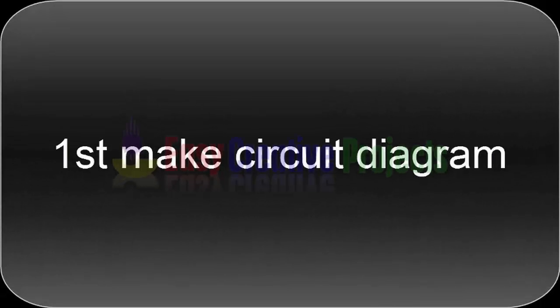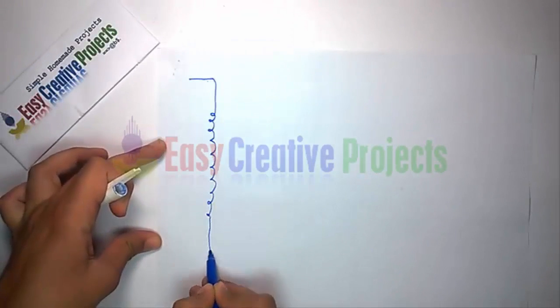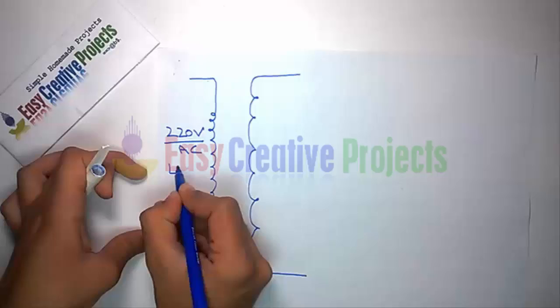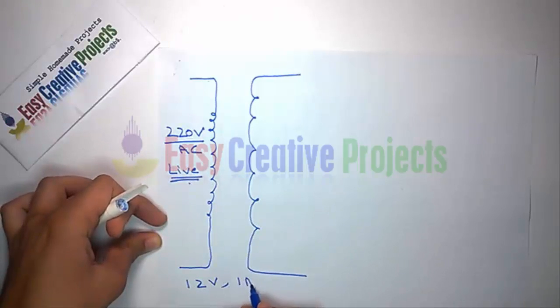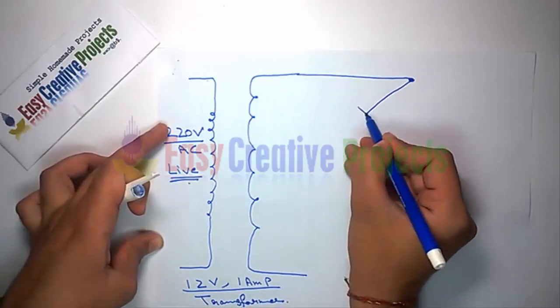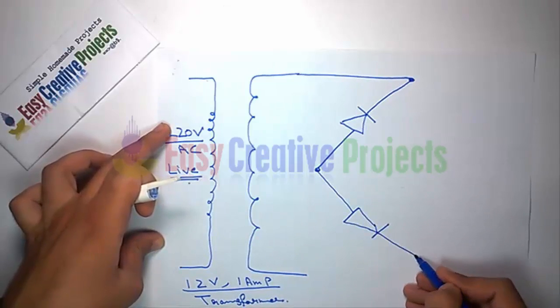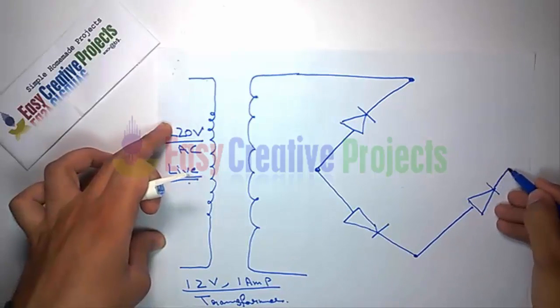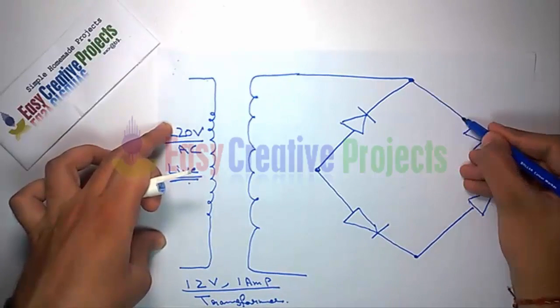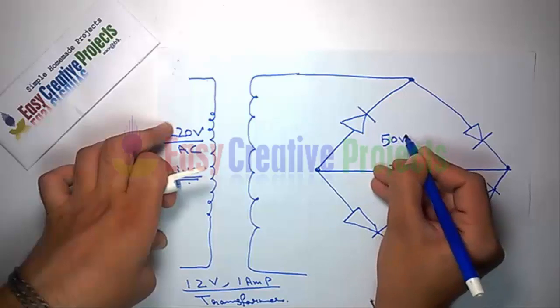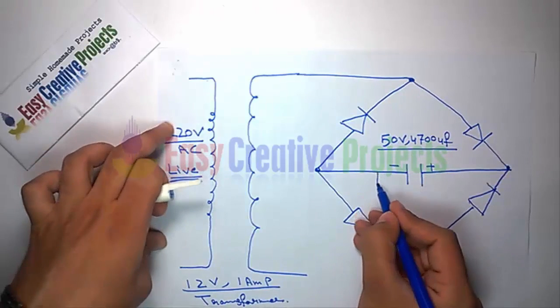Now start to make. First make the circuit diagram. Connect the transformer with the diode set, like this. Now connect the 50 volt capacitor with the diode. Now connect one diode with the capacitor.